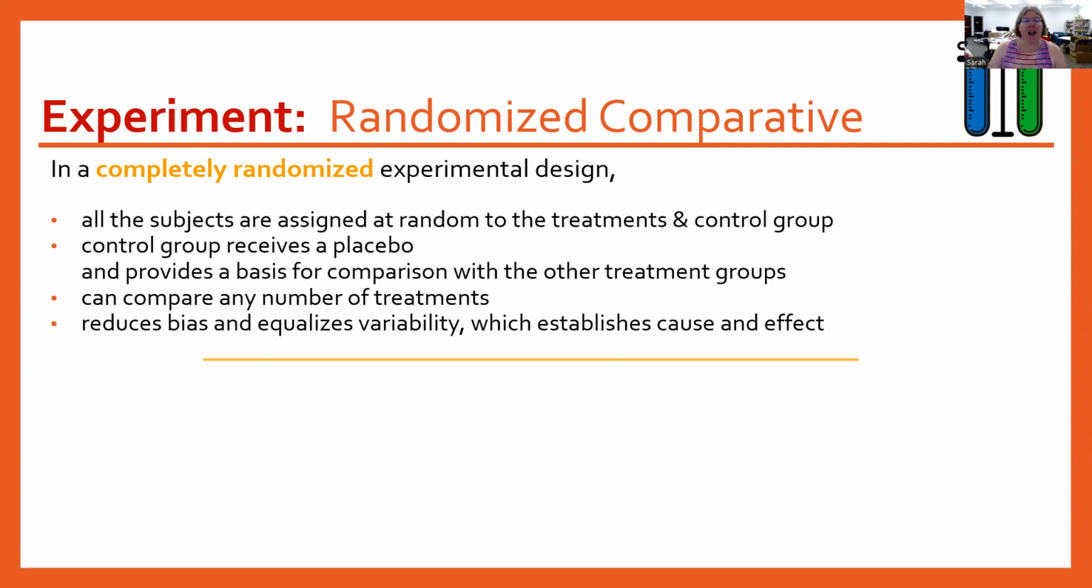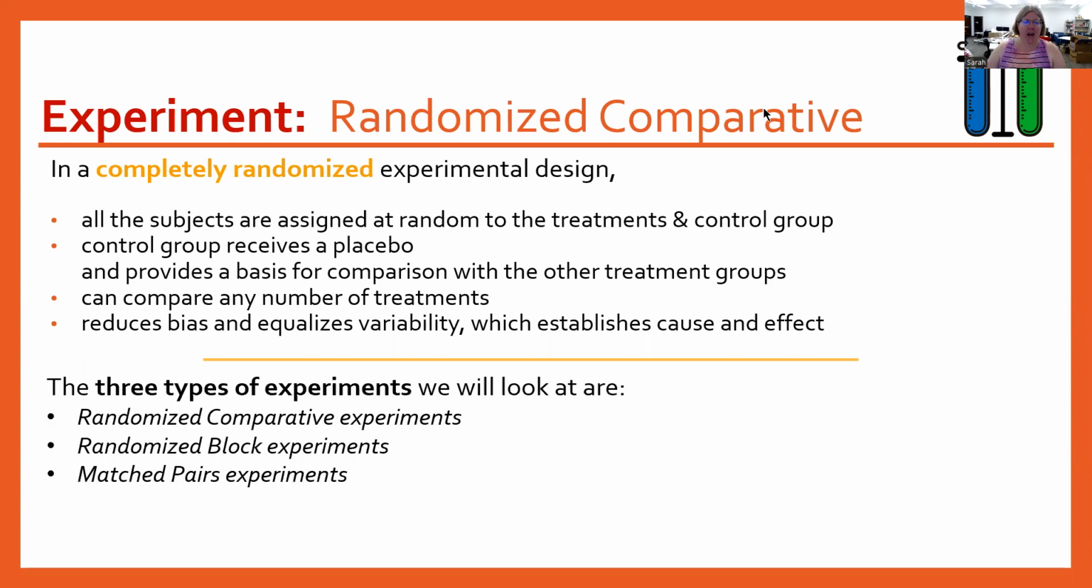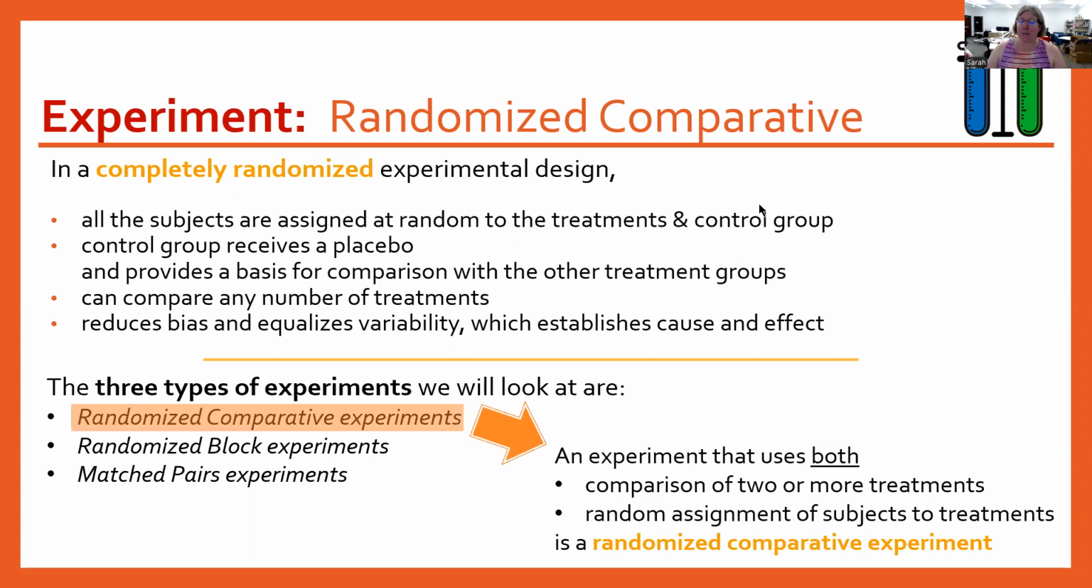This can compare any number of treatments, and it reduces bias and equalizes variability, and that, along with this random assignment to treatment and control, establishes cause and effect. So the three types of experiments we're going to look at are the randomized comparative, the randomized block, and the matched pairs. We're going to start with the randomized comparative, which is the most basic of these three, and it's pretty much just the basic definition of a completely randomized experiment.